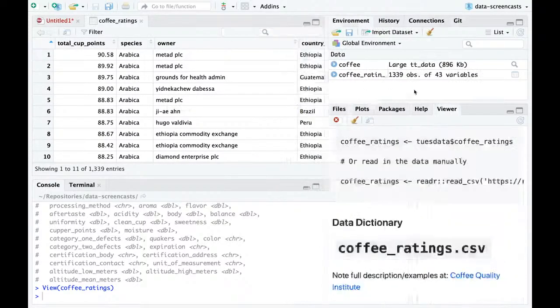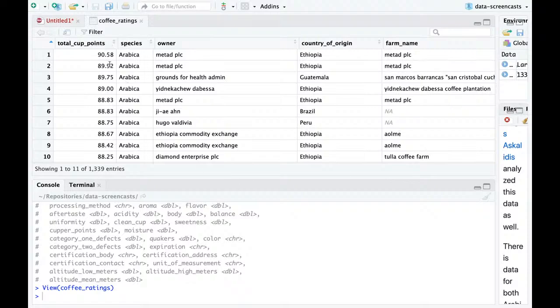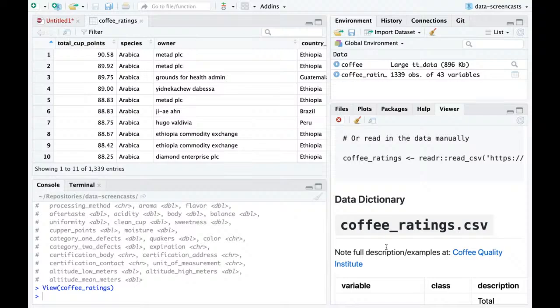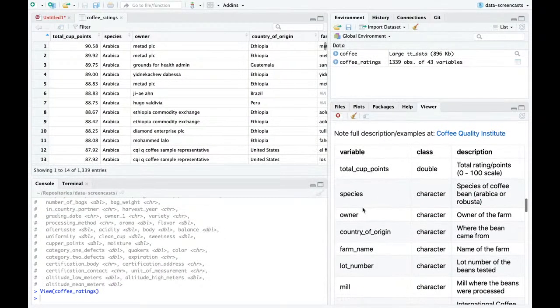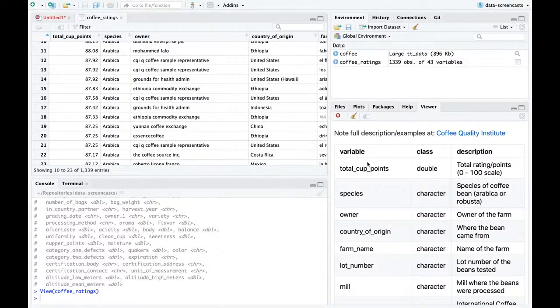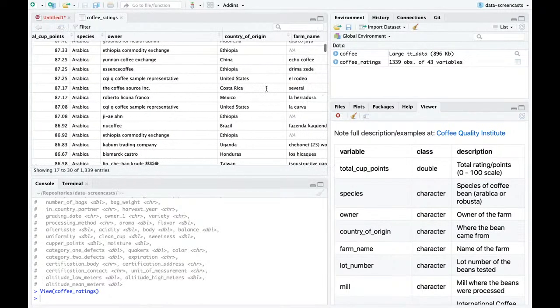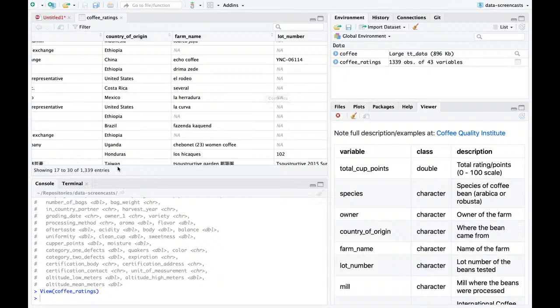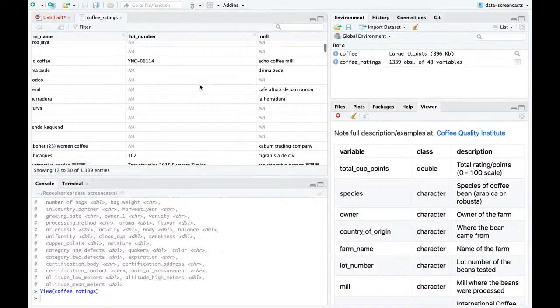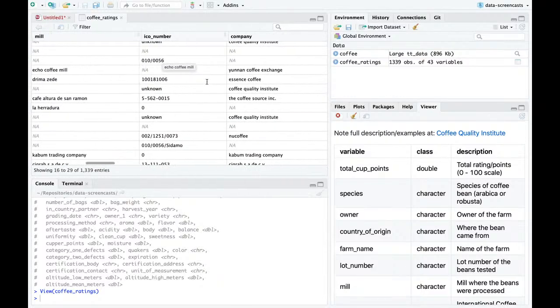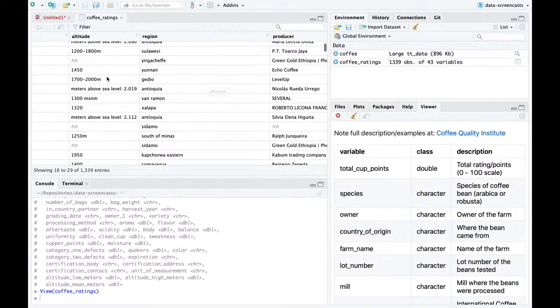All right, so what we have is species. There's total rated in points, which I'm going to leave in. Species is Arabica or Robusta. There's an owner, which looks like it's been cleaned and made lowercase. Then country of origin, a farm name, a lot number, mill. There's some missing data in some of these. I wonder how much missing data there is in each of them.